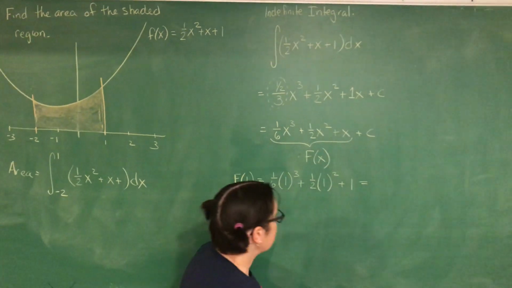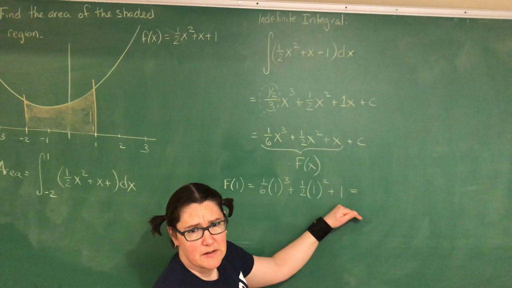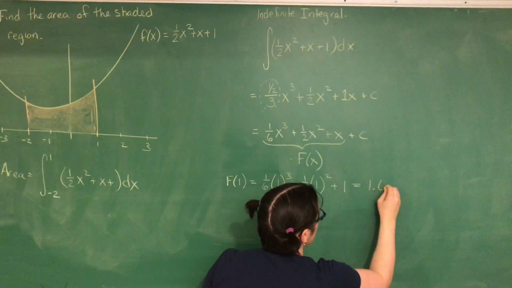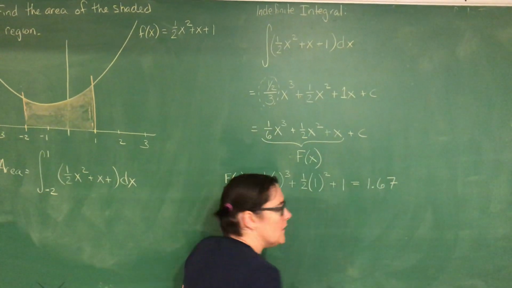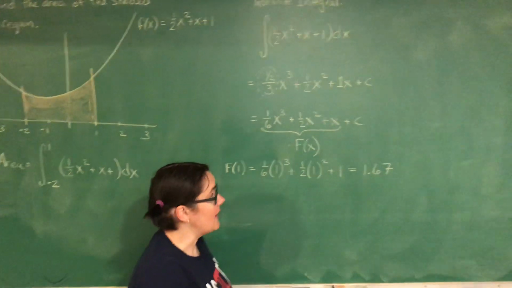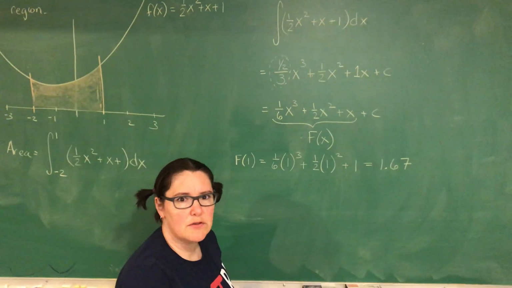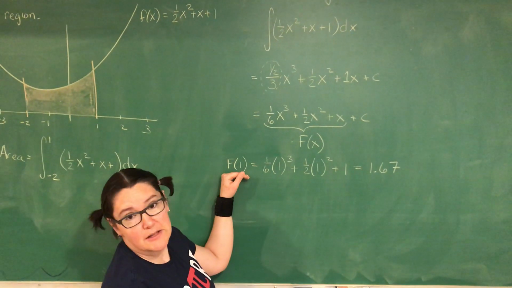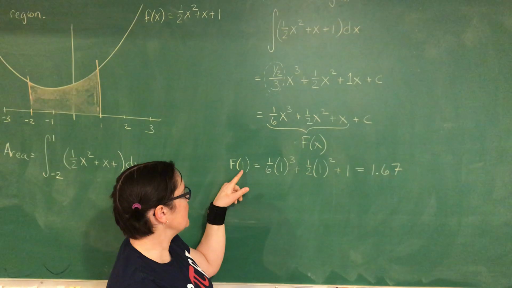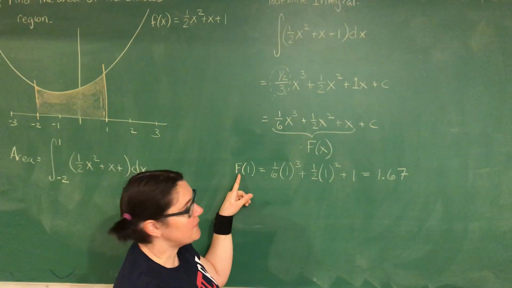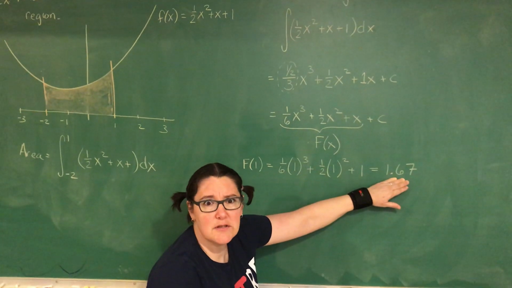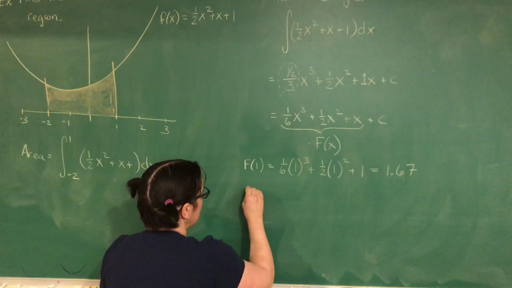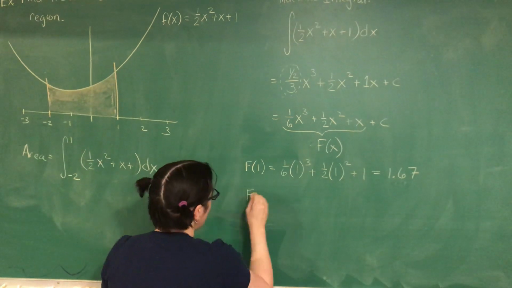Okay. Now, I went ahead and typed that into my calculator, and when I did, I came up with 1.67. Most of the time, at least for this class, when we're evaluating definite integrals, our final answers are going to be in terms of decimals. So once you are evaluating your antiderivative, once you're plugging your bounds into your capital F function, you can get a decimal answer, and that's totally fine. Okay, so that's capital F of 1, and now I'm going to plug in the bottom bound.